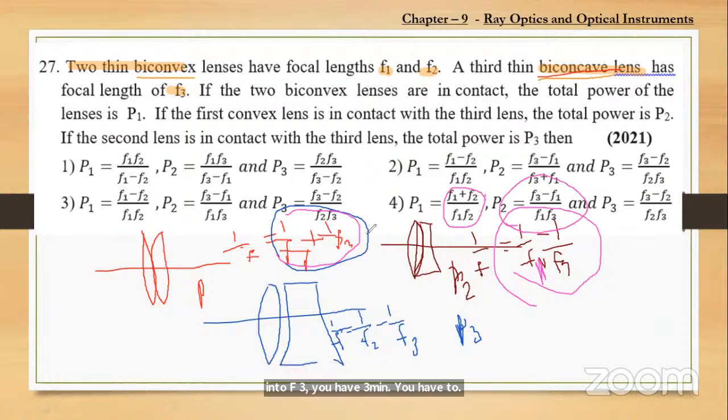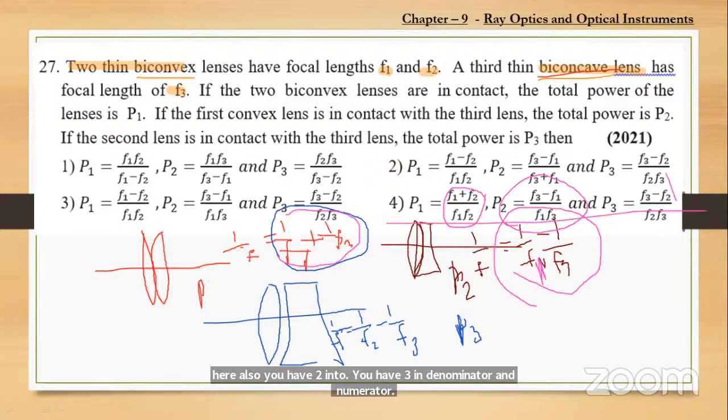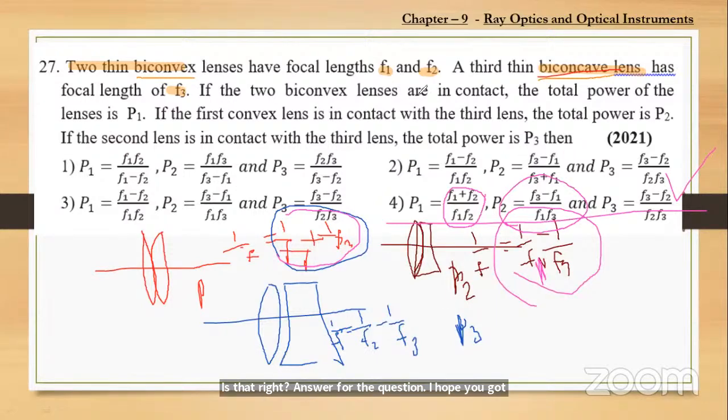And for the third lens and the second lens, it is 1 over f2 minus 1 over f3. So here also f2 into f3 is the denominator and the numerator is f3 minus f2. That's why the fourth option is the right answer for the question. I hope you got this one. It could be complicated, but if you find out any one, you get the option. Then for confirmation, you can check another one, rather than wasting time.